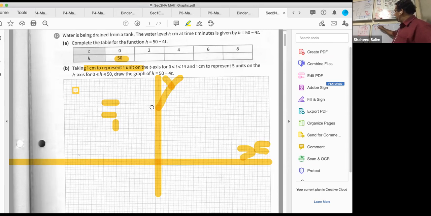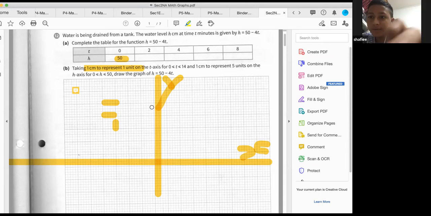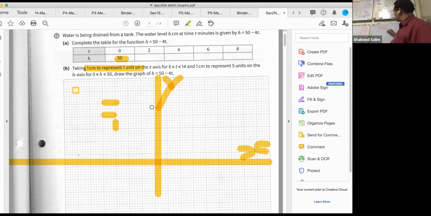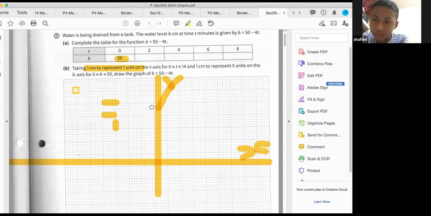Then the next one will be 4 times 4, 16. 34. 34, and then 6 times 4, 26. 26, and then the last one, 18. Okay. So you already got these points, right?